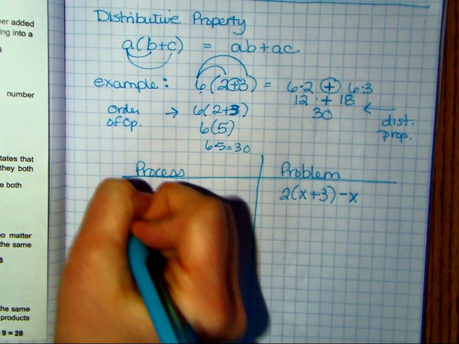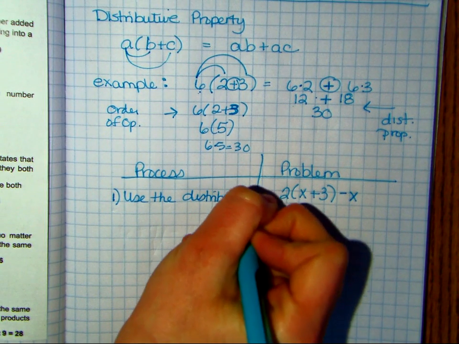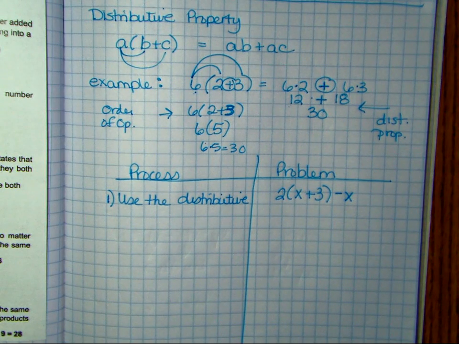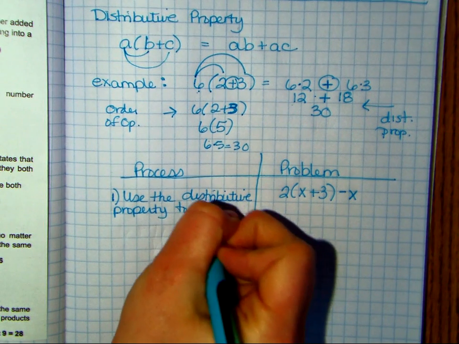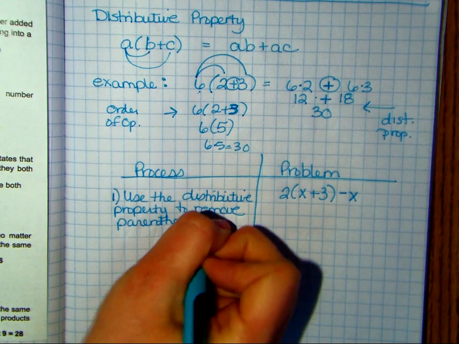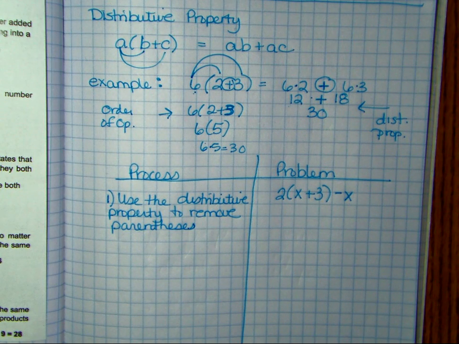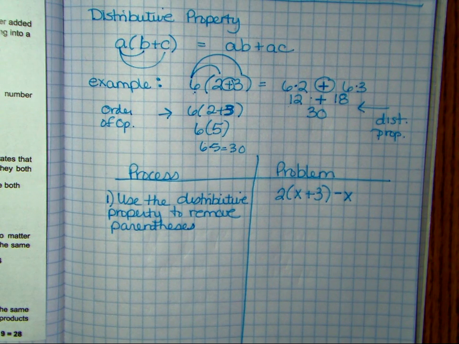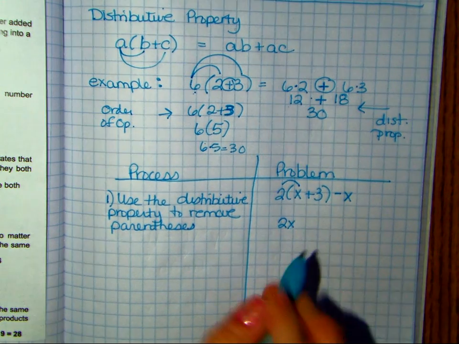So the first thing we're going to do is use the distributive property to remove the parentheses. Okay, so to do this, we sometimes call this the rainbow method because you kind of make a rainbow and you do one little color, then you do one other, but just know we go to the first amount inside the parentheses, then we go to the second, and we keep the same operation. So I'm going to go 2 times x, which I can just write 2x.